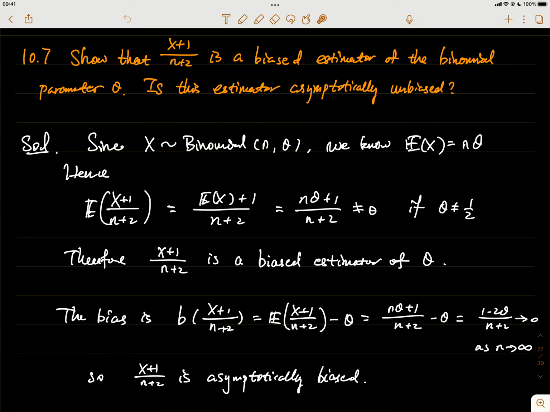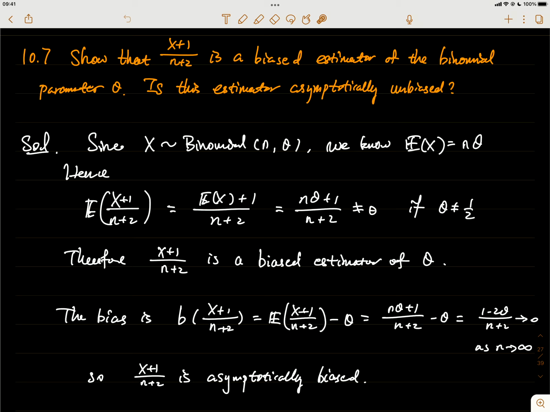Then we calculate this, and apparently this is not equal to theta, unless theta is equal to 1/2. So this means that this is not an unbiased estimator of theta, because if it were, it would have to be equal to theta for any possible value of theta. But apparently these two things are not the same in general. So this is a biased estimator.